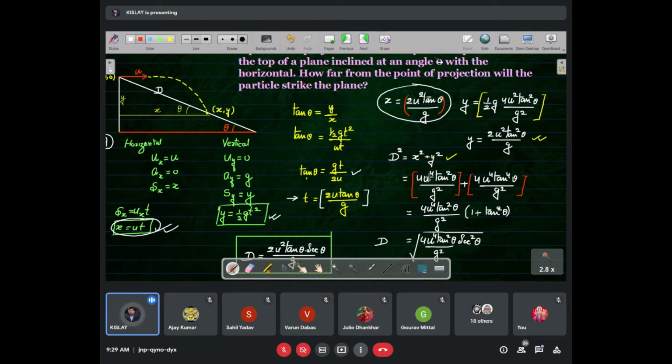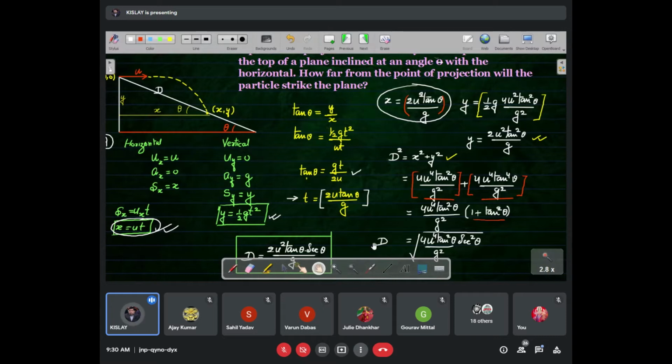Now I have taken 4u to the power 4 tan square theta upon g square as common from these two terms. What is left here is 1 plus tan square theta. So tan square theta can be written as sec square theta. So our term becomes 4u to the power 4 tan square theta sec square theta upon g square.